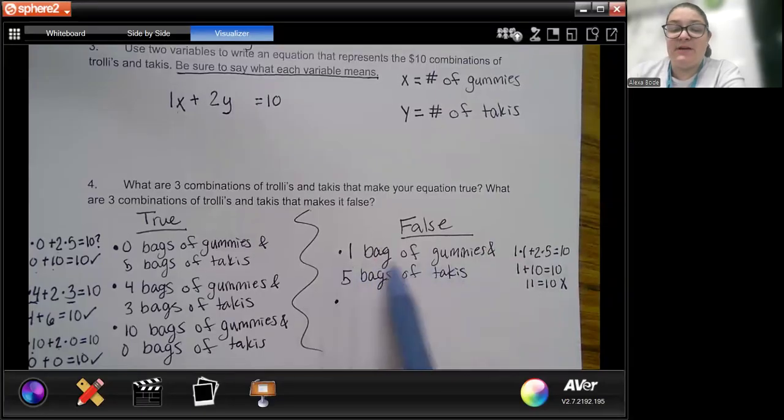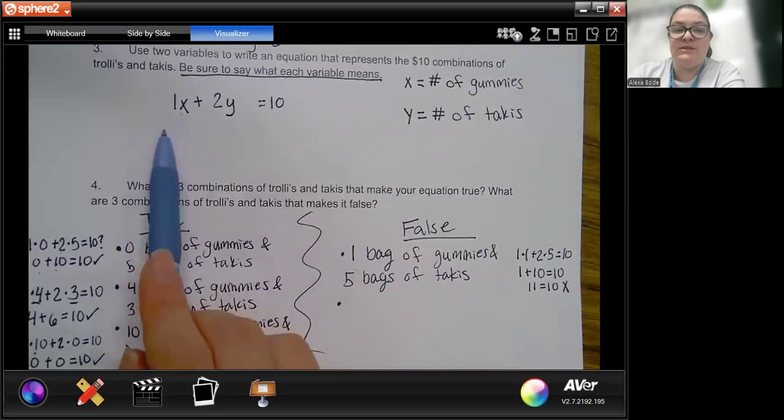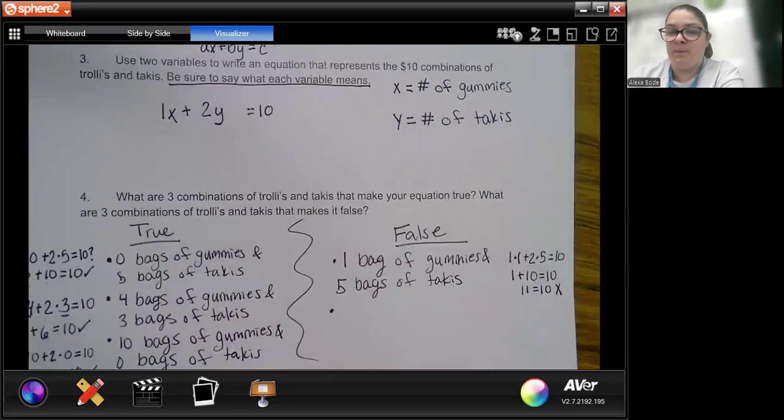Anything where your bags of gummies would be an odd number would be false because you can't have an odd number of gummies since that's only $1 and our total amount is an even number.